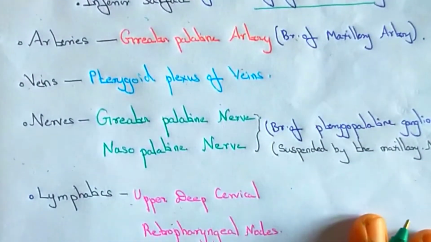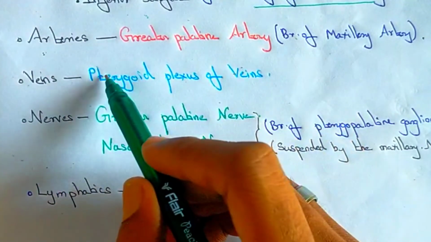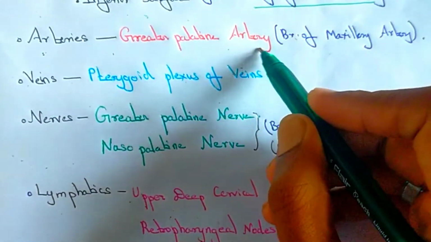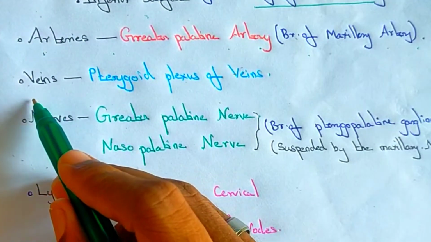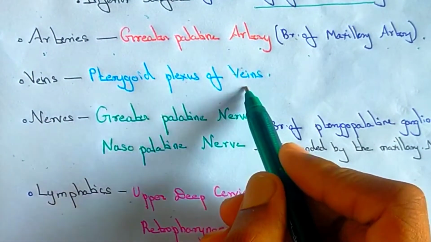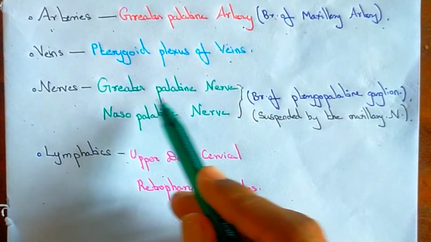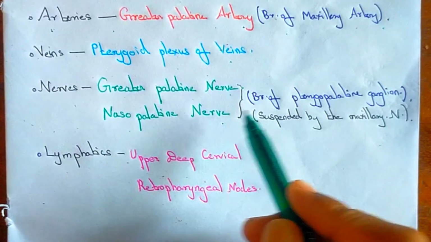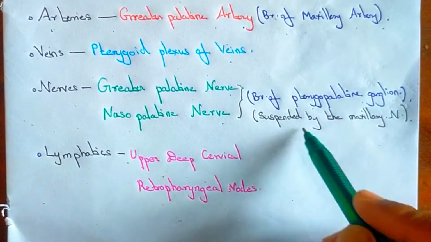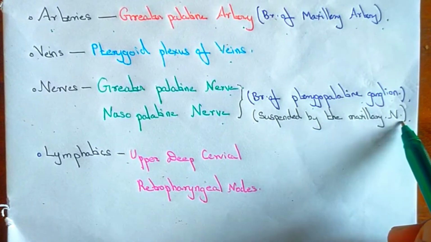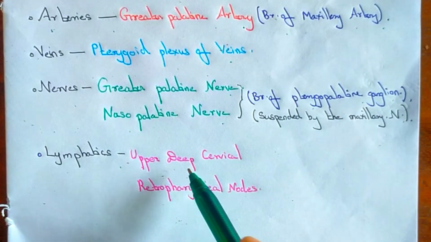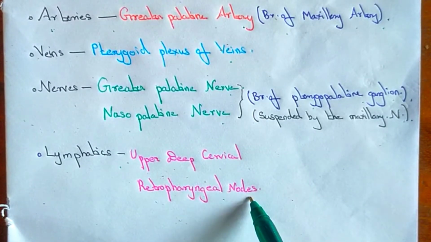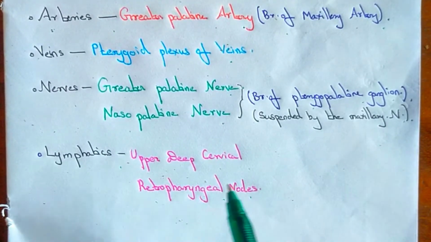Now let's see about the arteries. It is supplied by greater palatine artery, which is a branch of maxillary artery. Veins: it is drained by pterygoid plexus of veins. Nerve supply: greater palatine nerve and nasopalatine nerve, which is a branch of pterygopalatine ganglion suspended by the maxillary nerve. And lymphatics: upper deep cervical and retropharyngeal nodes. These are about the hard palate.